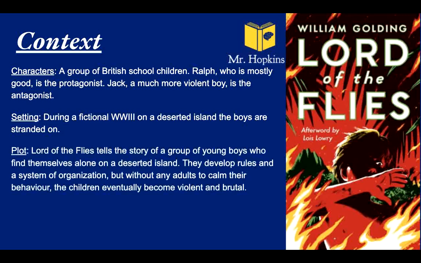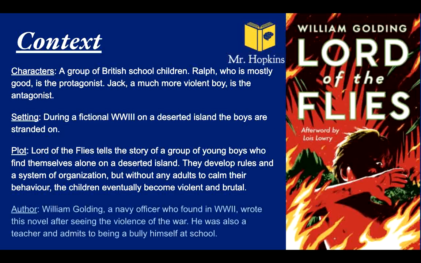The story is about these boys who are stranded on this island, and they make a little society. They have a system of organisation with rules, but without any adults there, the children eventually become super violent and brutal and hurt one another. It's important to consider the author, William Golding, was a Navy officer who fought in World War II, famously fought at D-Day. So it's likely he saw the violence that mankind is capable of. He's actually famously quoted for saying, a man produces violence like a bee produces honey, or a man produces evil. He also was a school teacher, so he saw kids bully one another and admits to being a bully himself.